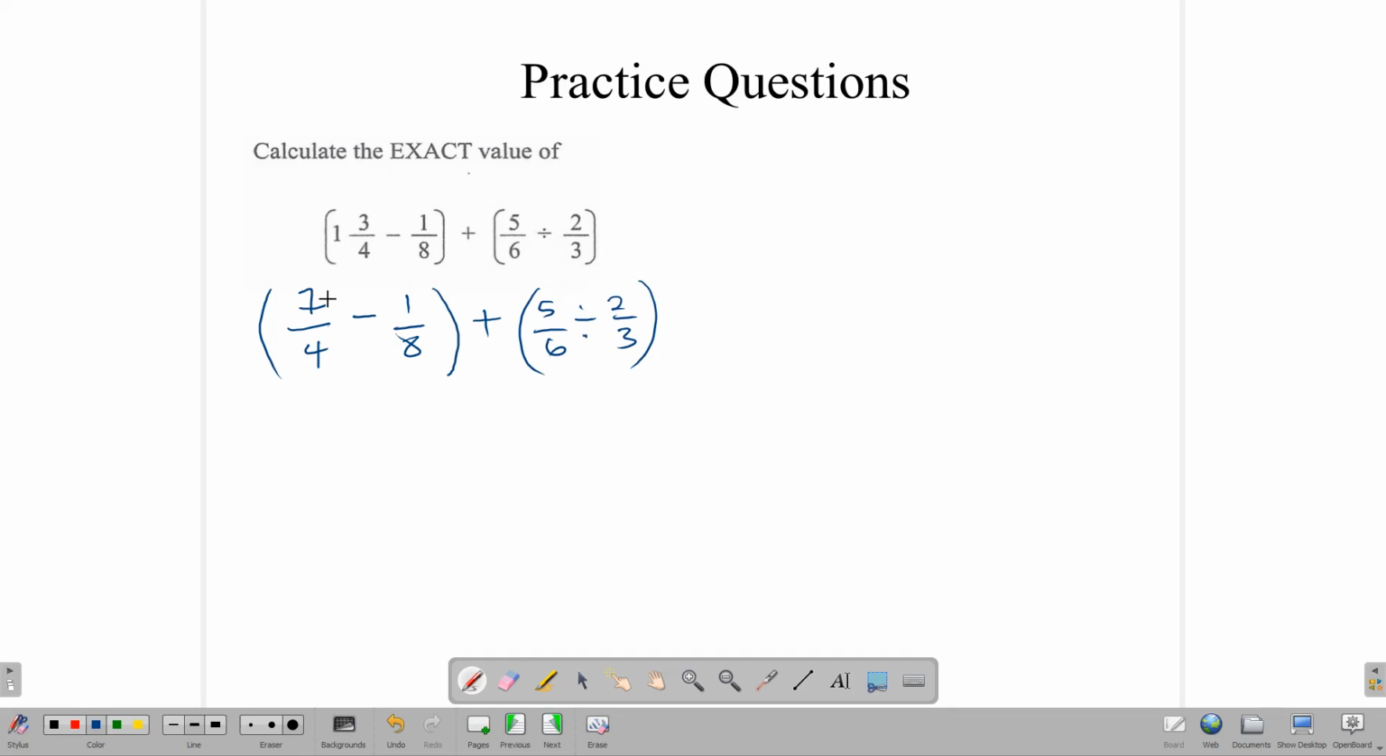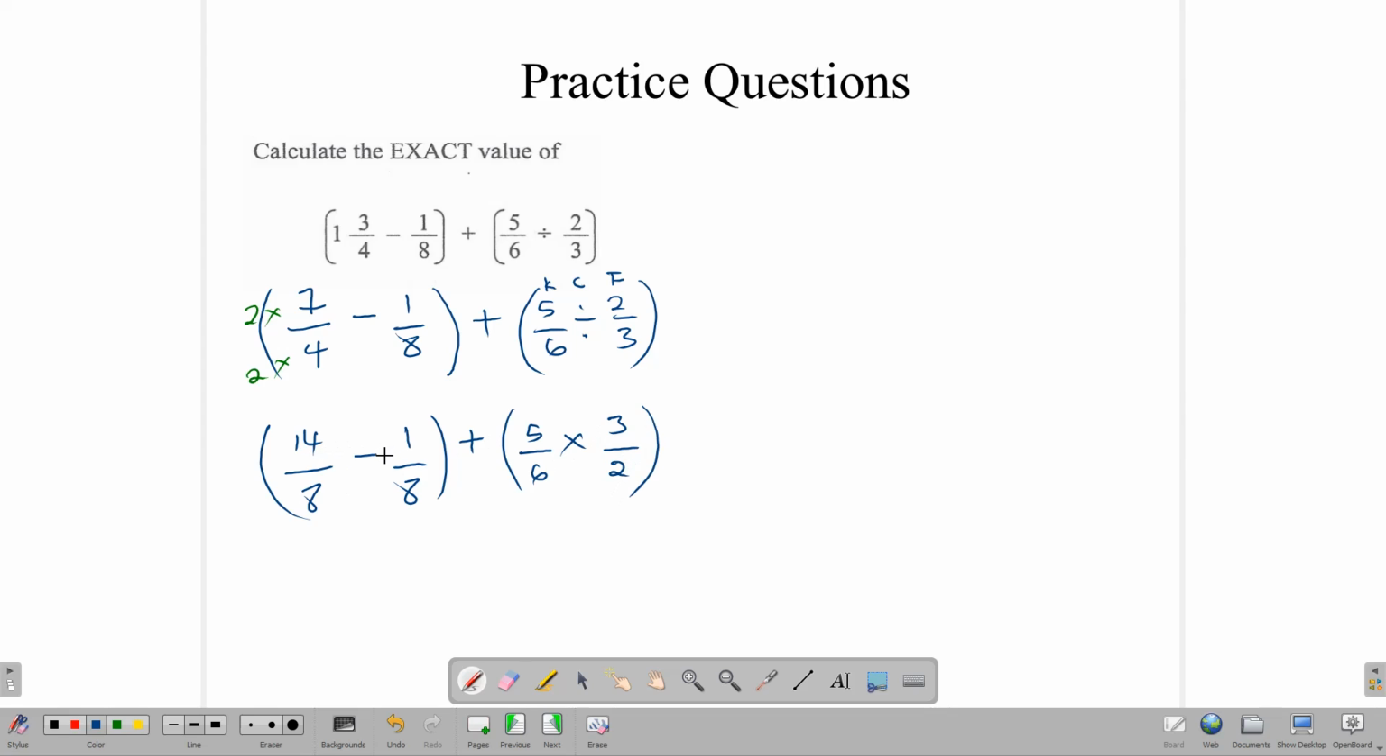Okay. Now we want to have the same denominator on this part because we're subtracting. Now we want this 7 over 4 to have a denominator of 8. To do that, we can simply multiply by 2, because 2 4s are 8. And 2 7s are 14. Now we are renaming this fraction. So it becomes 14 over 8 minus 1 over 8. And in this bracket over here, now remember we're going to divide. So we keep, we change, we flip. So 5 over 6 times 3 over 2. So we're working on two different things at the same time.